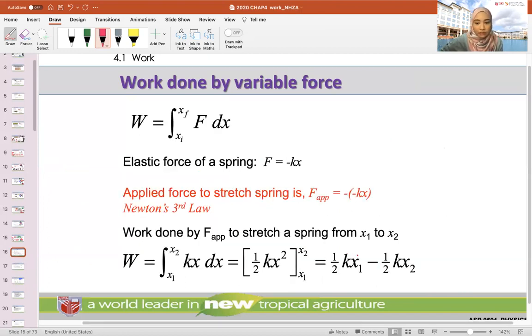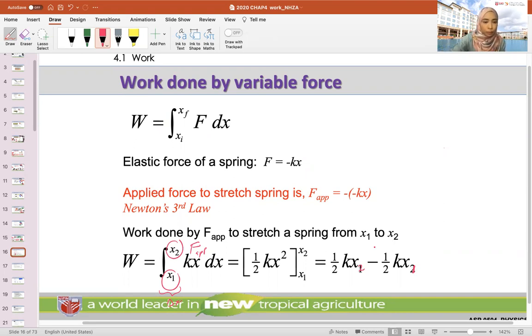Okay, so dia dah buatkan integration. So W, if we are stretching the spring from X1 to X2, this is your F. This is your displacement over here. You are integrating the force with respect to the distance that the spring extends by ataupun compresses by. And kx squared divided by 2, this is after integration, and then you plug in the values. So you would get, kenapa terbalik? 1 over 2 kx2 minus kx1. Terbalik.